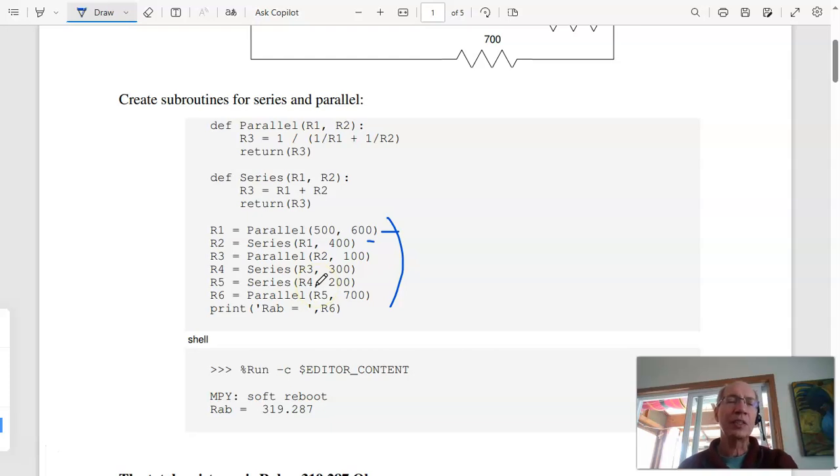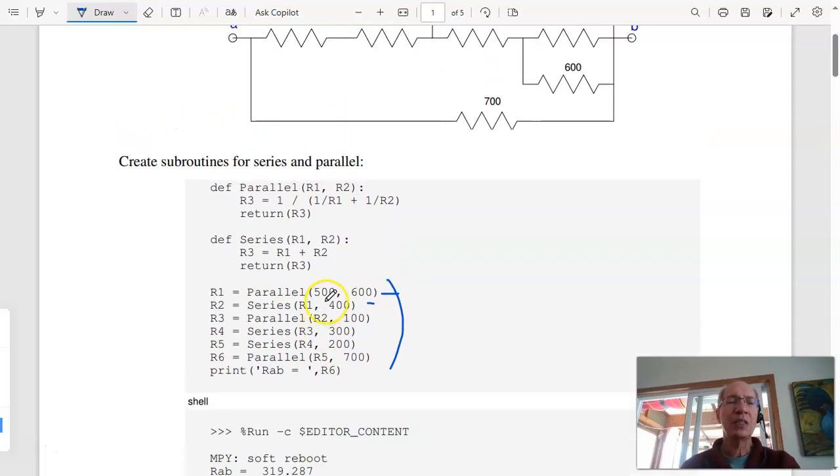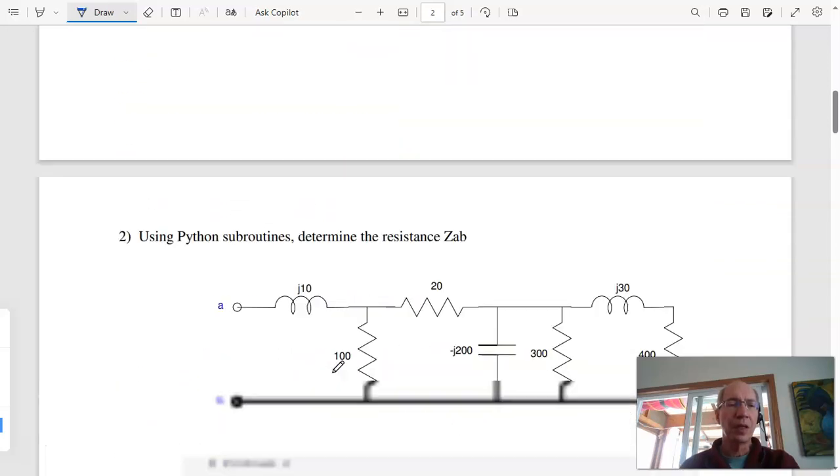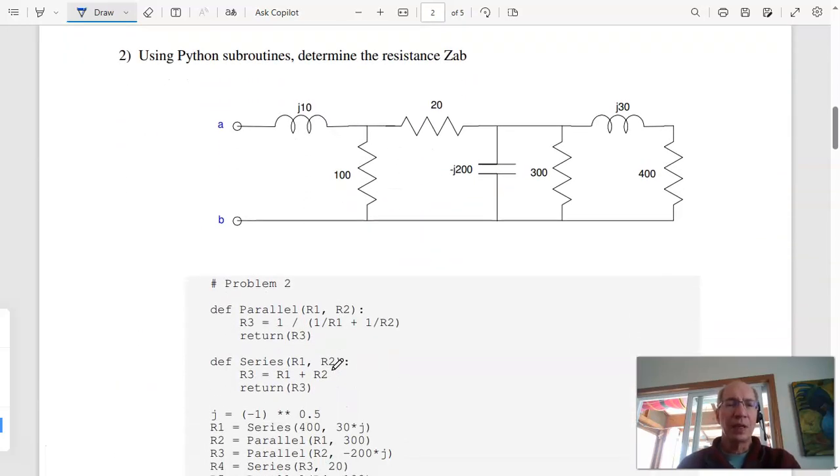The thing to note about subroutines is they're reusable. I don't need a separate subroutine every time I call it. Once I have the subroutine, I can use it over and over again. Kind of simplifies the calculations. If I have complex numbers, it doesn't matter. Python handles complex numbers just fine.